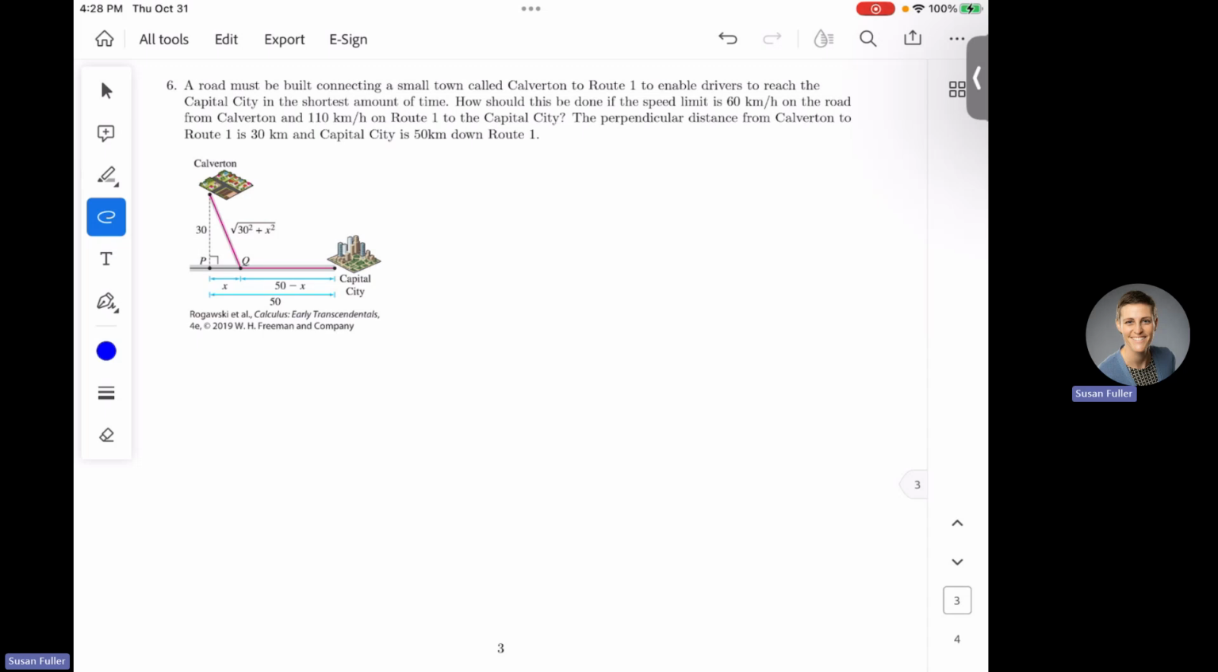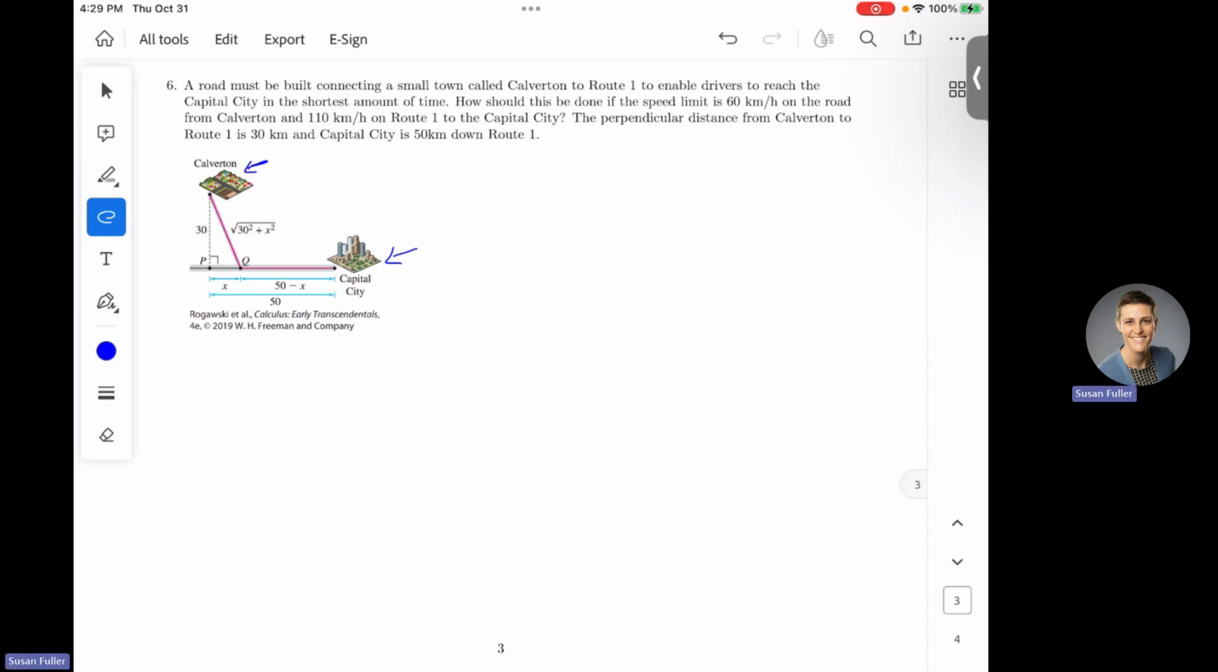So, a road must be built connecting a small town of Calverton. So, we're connecting this guy to Route 1 to enable drivers to reach the capital city in the shortest amount of time. Okay, so we're trying to drive from Calverton to the capital city there. How should this be done if the speed limit is 60 kilometers per hour on the road from Calverton and 110 kilometers per hour on Route 1 to the capital city?